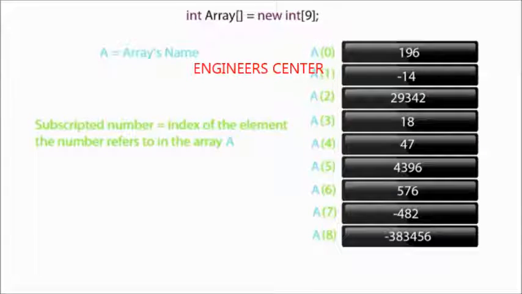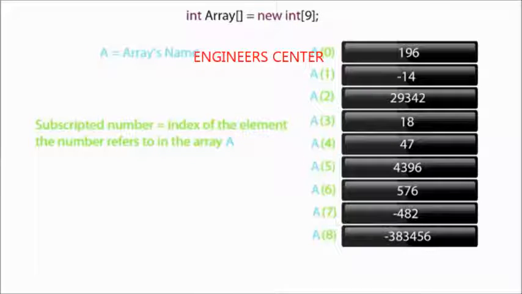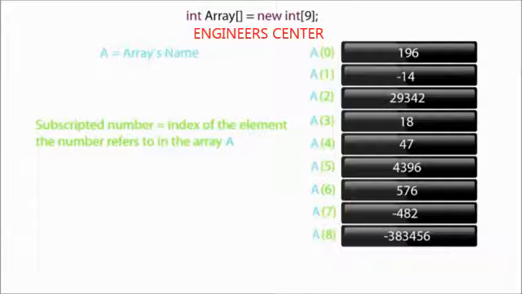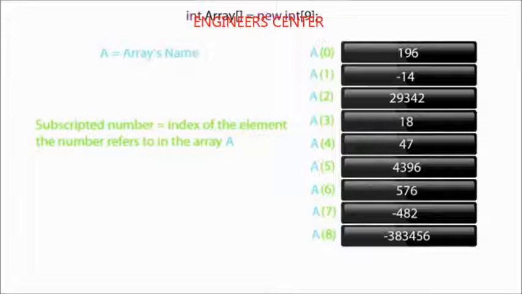So I can load these with information as shown in these boxes. If I say print A of 0, the contents of A of 0, then what would I get? I get 196. And you see I could have decimals in here, but that would be going against the integer.